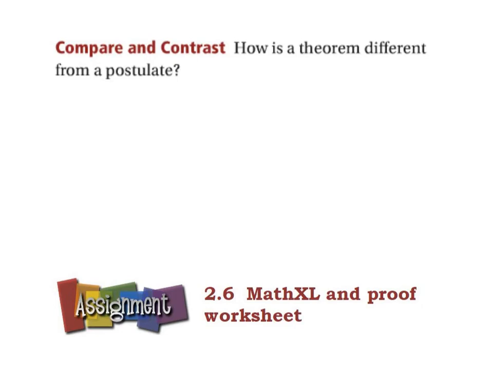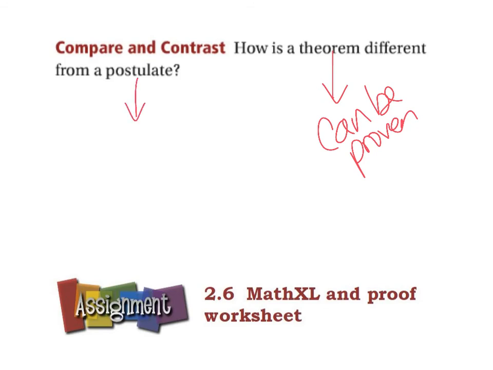All right, so just as a clarification, how is a theorem different than a postulate? Remember what I said, that a theorem can be proven. And again, I proved the vertical angle theorem to you. All of the theorems that we have in our book can be proven. A postulate is something we accept without proof.